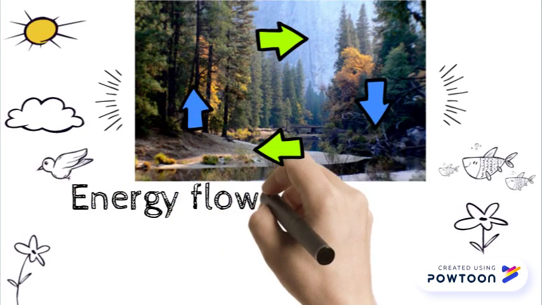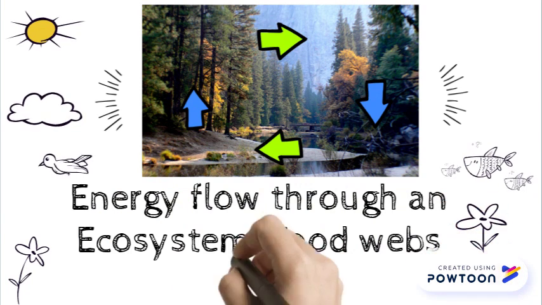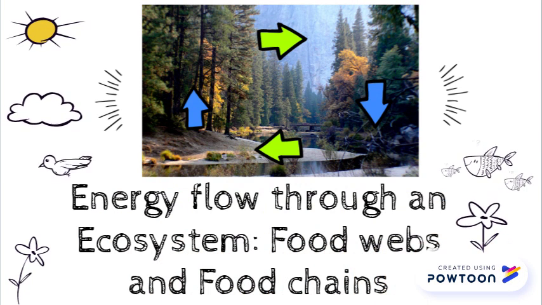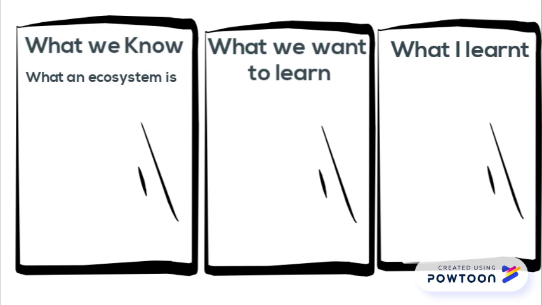Hello class, today we'll be learning about energy flow through an ecosystem, food webs, and food chains. This presentation was made for a grade 7 science class. The strategies that I have incorporated into this presentation to better include ESL and ELL learners are graphic organizers, visuals, and technological literacy. First, before we start our lesson, let's fill in our KWL worksheets.